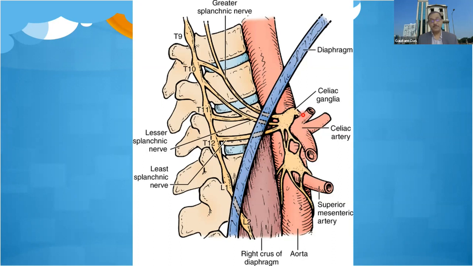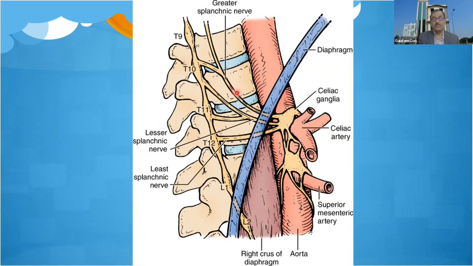What is the disadvantage? You cannot do a precision lesioning. Suppose you want to do the radio frequency. Can you do it here? No. Why? Because it's a large size. The radio frequency lesion size is very small. It will not cover. So you cannot go for radio frequency lesioning for your celiac plexus.